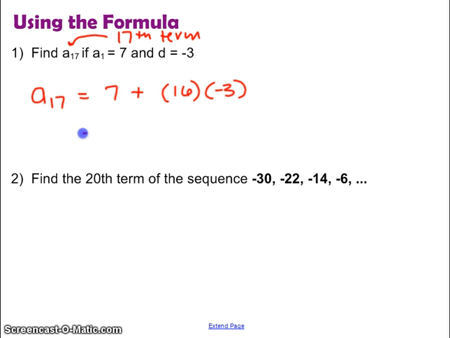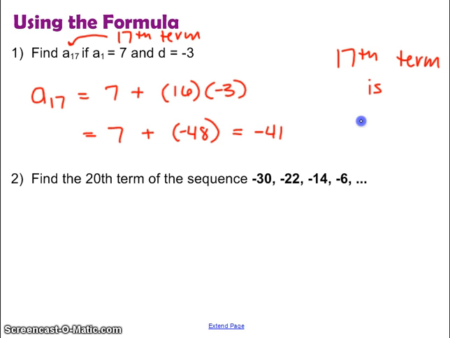So what we're going to do is 7, and then 16 times negative 3 is negative 48. And when you add those together, you get negative 41. So what we're saying here is that the 17th term in a sequence where the first term is 7 and you're subtracting 3 every time is negative 41. And that kind of makes sense, because if you're starting out at 7 and you keep subtracting 3 a bunch of times, you get down into the negatives.